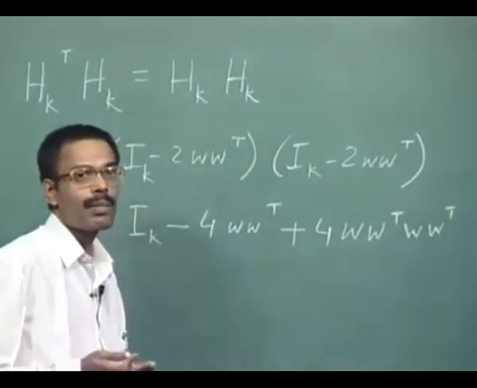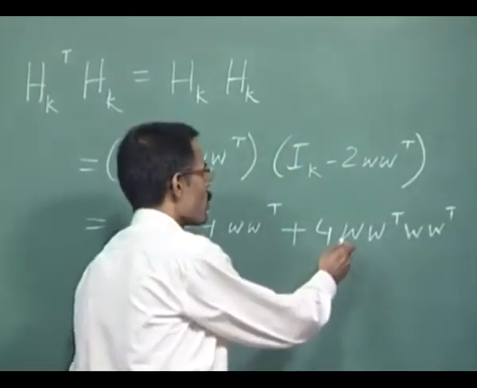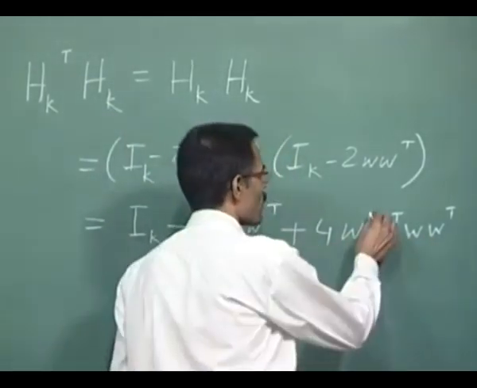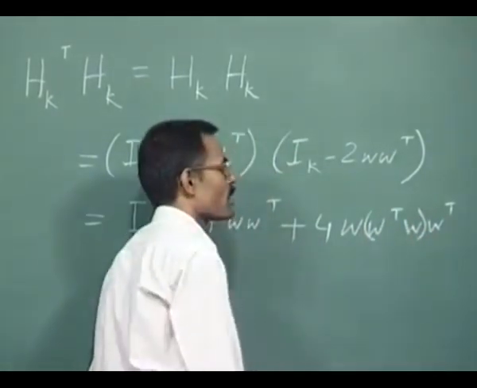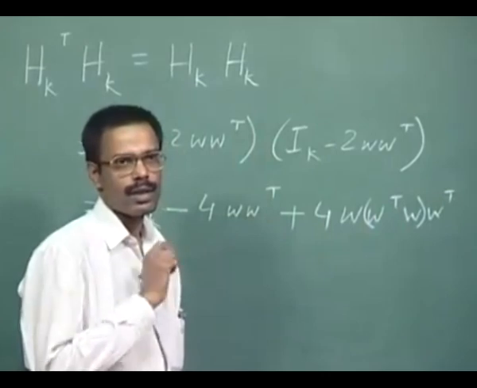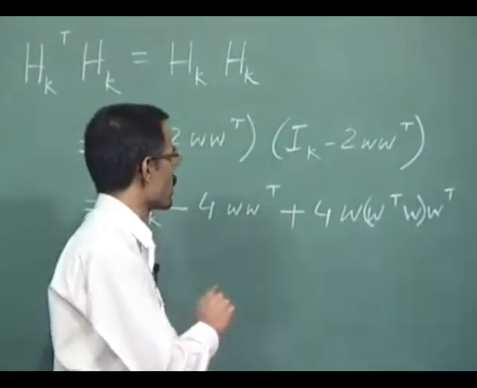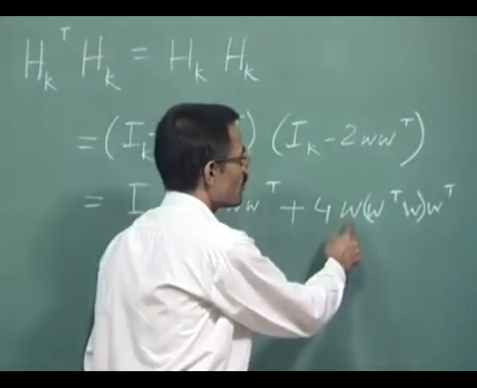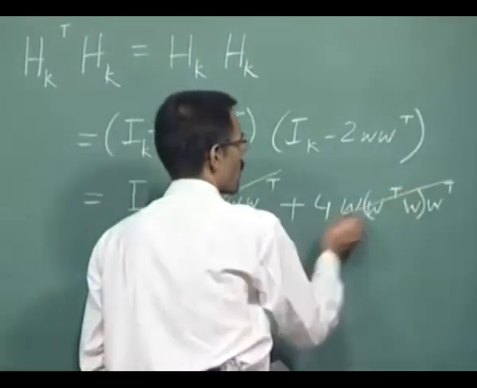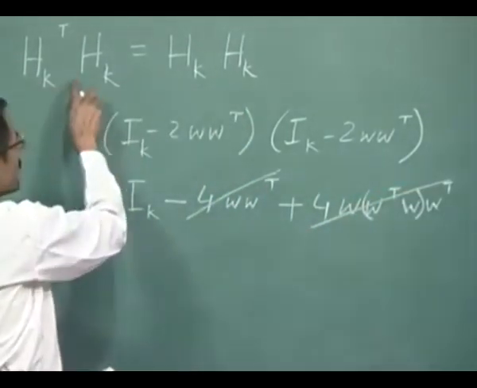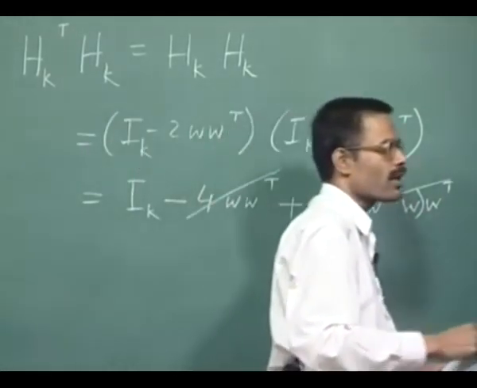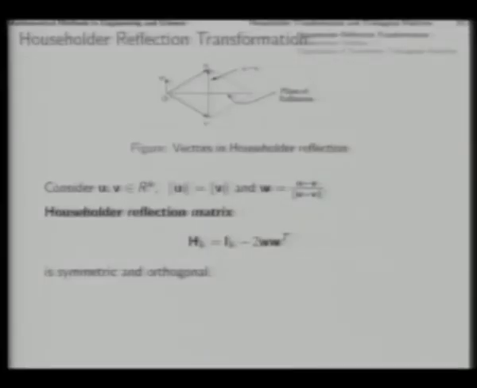Since matrix multiplication is associative, whichever order you multiply these four, it does not matter. So, if you multiply in this first, then you will find that w transpose w is unity, because w is a unit vector. Then what remains? 4 w w transpose, which is the same as this. So, that will mean that Hk transpose Hk is identity. That establishes the orthogonality of this Householder reflection matrix.